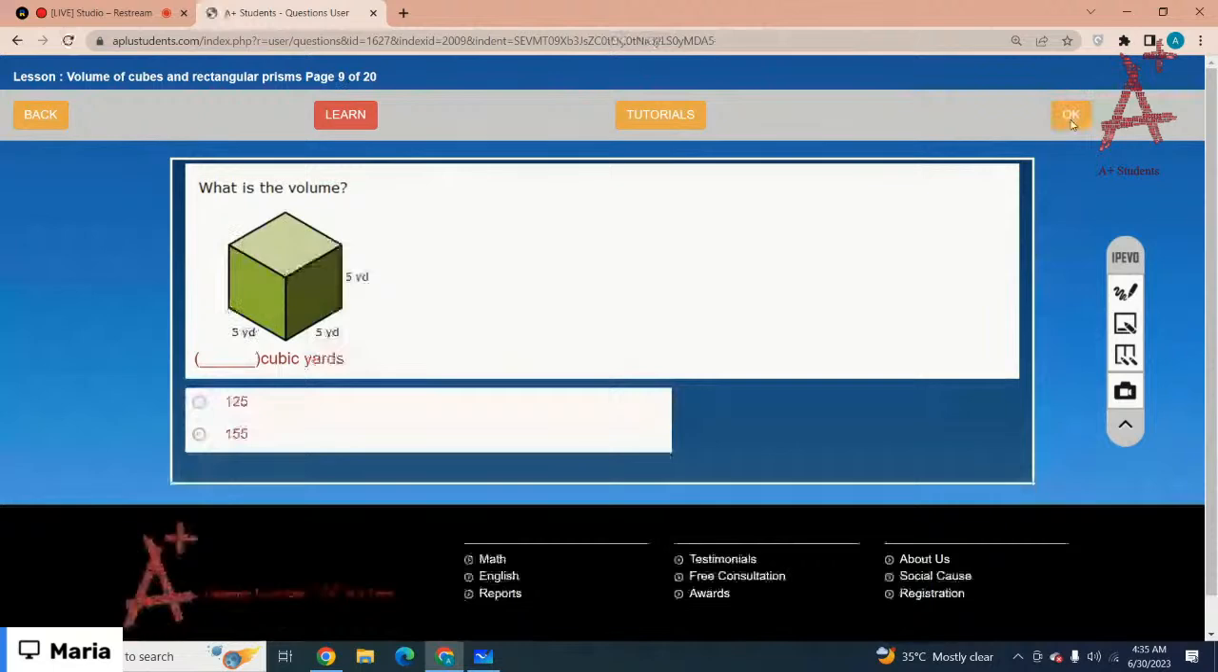Okay, what is the volume? Which is the correct option? You have to do side times side times side. So which is the correct option? So the correct option is 5 times 5 is 25 and 25 times 5 is 125. So it is 125.